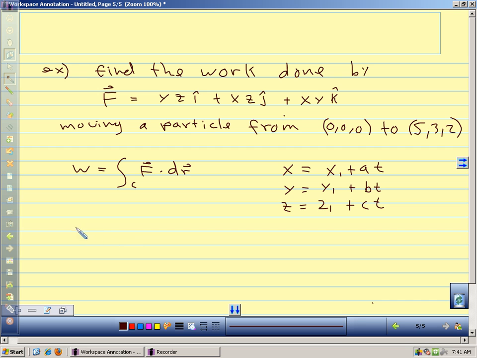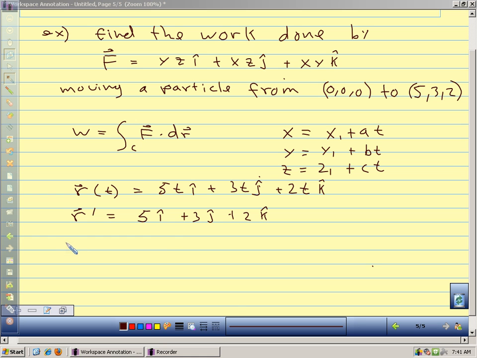So we can write our parametric equations of our line as 5t i plus 3t j plus 2t k. So that's our parameterization of our path. So now we can say r prime is just, this one's nice, 5i plus 3j plus 2k. And we can take the dot product of F with r prime.